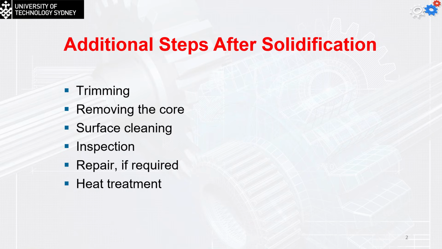When your part has solidified, you need to do trimming for the extra parts, like the runners or the gating system, or for example the riser. Also removing of the core, surface cleaning, inspection, repair if required, and heat treatment.